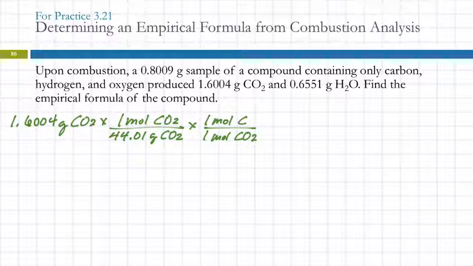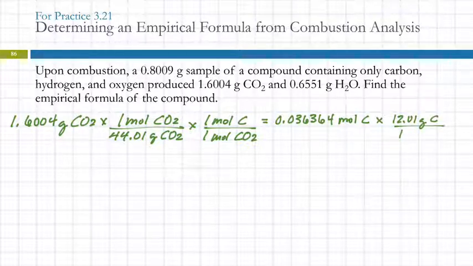So I have 1.6004 divided by 44.01 times 1 divided by 1. So this is 0.036364. I'm not going to keep any extras this time because that's plenty. There were 5 in the beginning. That's moles of carbon. I'm going to need that, but I'm also going to need the mass of carbon. So I'm also going to convert to grams of carbon. And I have run out of space.